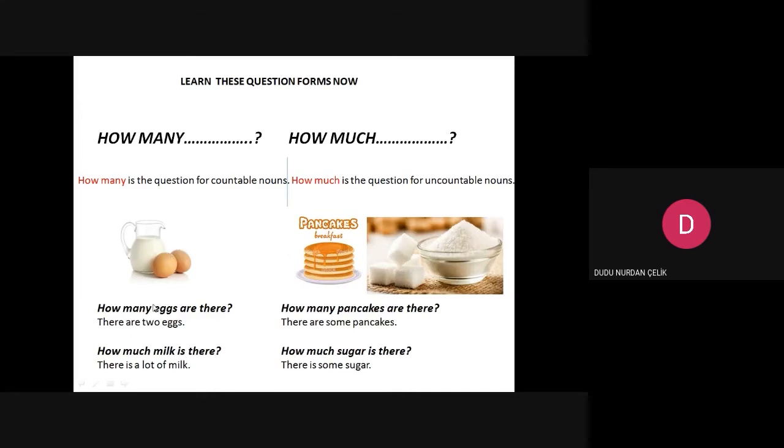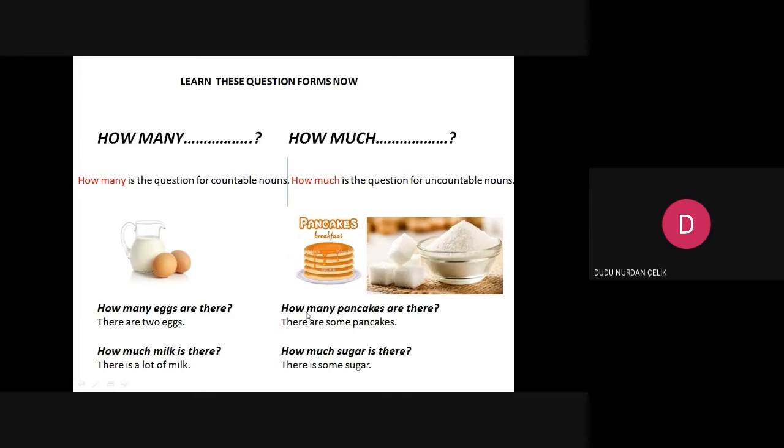Look at the examples. Egg is countable. So if you want to ask the quantity of egg, we must ask with how many? How many eggs? It's always plural. Countable nouns are always plural in how many questions. Don't forget. How many eggs? This is plural, so the question is plural. Are there? How many eggs are there? There are 2 eggs.